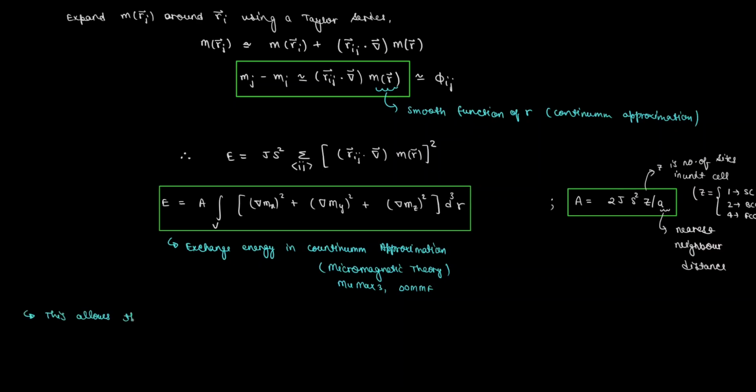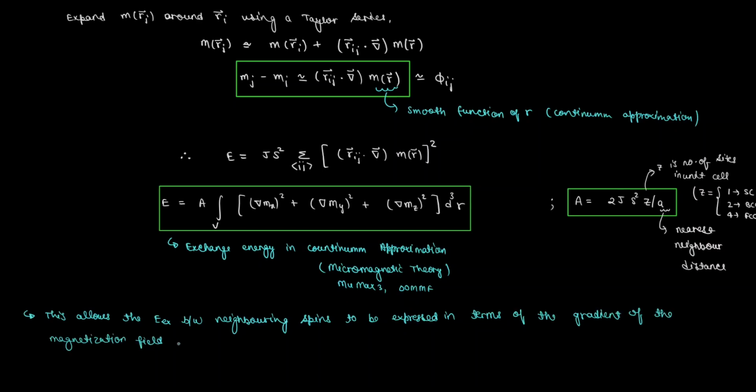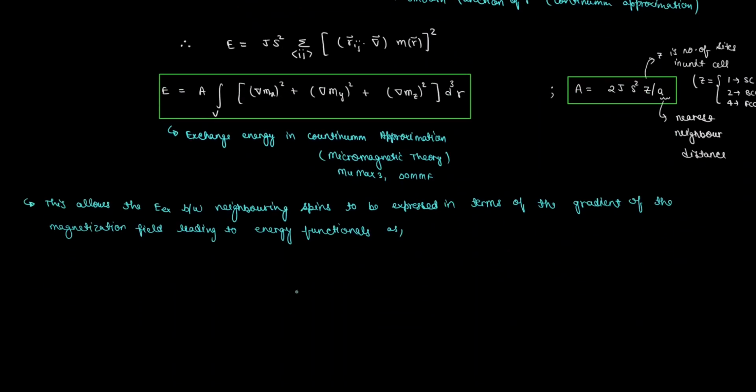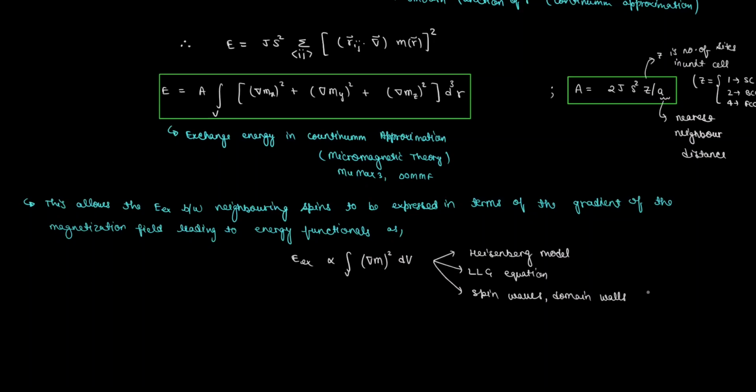Now, this expression allows the exchange energy between neighboring spins to be expressed in terms of the gradient of the magnetization field, leading to the energy functional as E exchange proportional to the volume integration of gradient m whole square. This is the foundation for deriving the Heisenberg model, the Landau-Lifshitz-Gilbert equation, and understanding spin waves, domain walls, and magnetic textures.